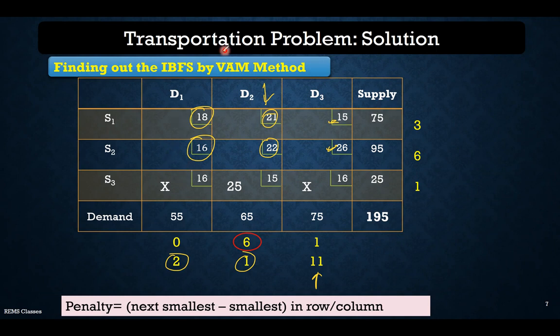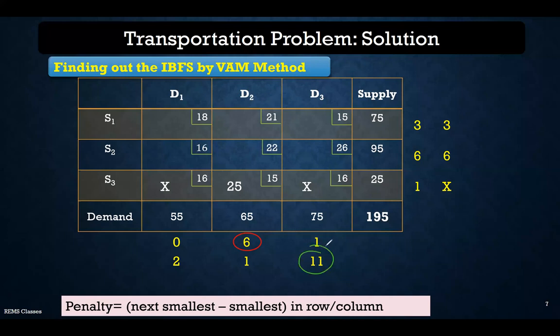So for each row and each column, again, we are finding the penalty, and these are the penalties for each row and each column. Again, we are going to select the maximum penalty. In this case, the maximum penalty we have is 11. So we have selected this particular 11, so we will go for this particular column. In this column, the least cost is 15, so we will start allocating this particular cell.